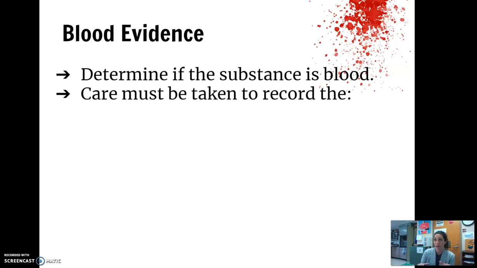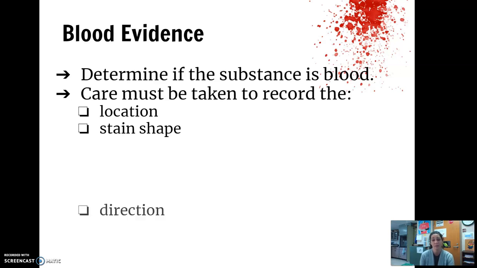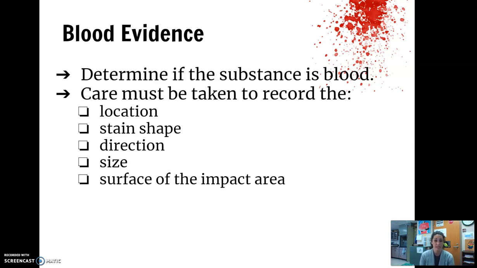When they are recording or collecting the evidence, they're going to look for the location that they're going to record. So where in the room, like when we talked about crime scenes and the evidence, they would take measurements, all that. They would take pictures. They're going to look at the shape of the stain. That's going to tell them something. The direction, which we'll talk about how we can determine that from the drops or the stain. They'll look at the size of the pattern or stain.